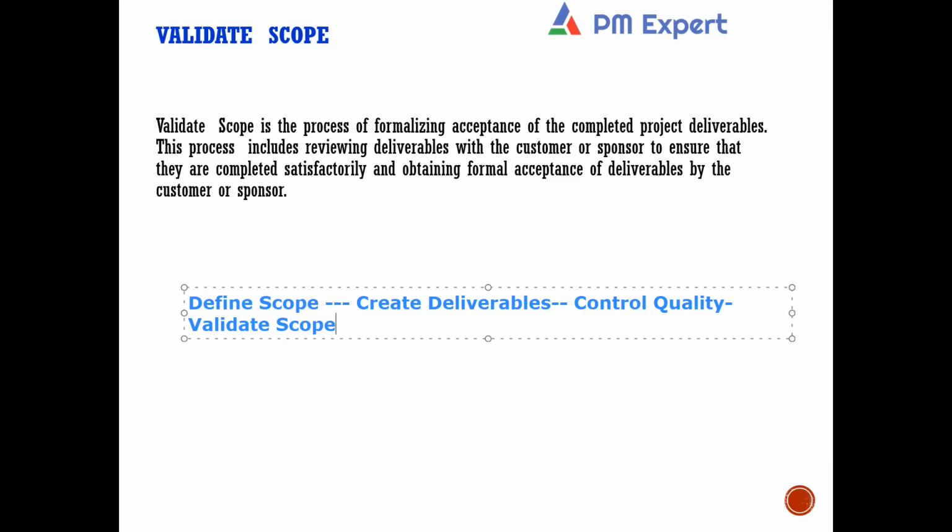Now, in an agile environment, what do you call validate scope? What is it analogous to? In Agile, you call it a sprint review. Sprint reviews are to validate the scope, right? Yes or no? Ganesh, what do you think?